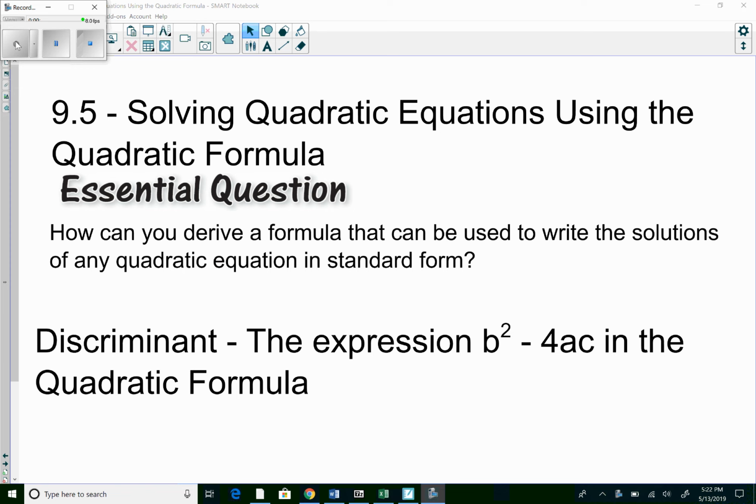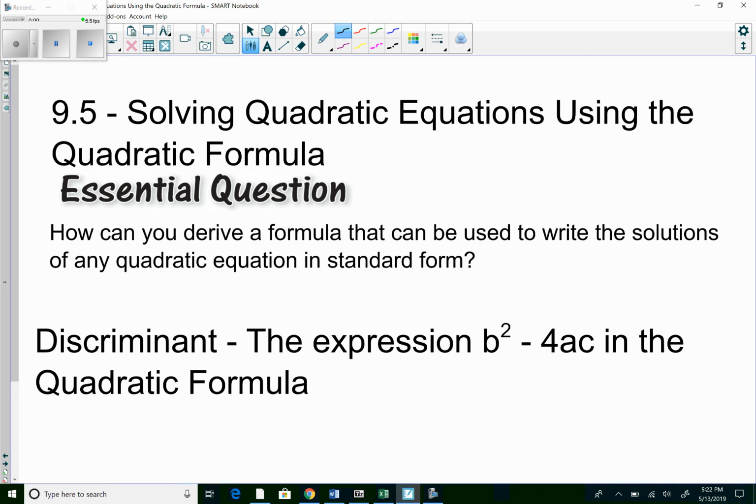And you guys, this quadratic formula is fantastic. It will work every single time. So we've been learning a lot about different ways to solve quadratics, and all of these different methods we'll talk about in the next video. But this quadratic formula is a technique that will work every single time you try it.